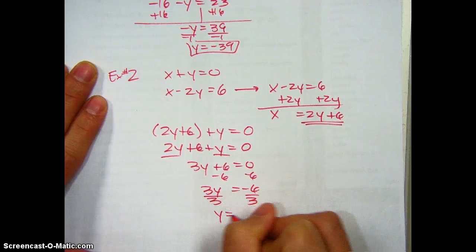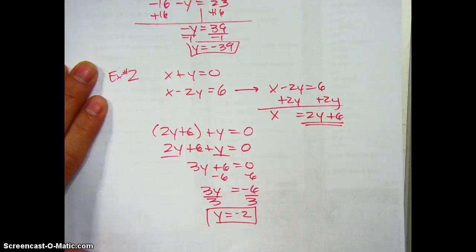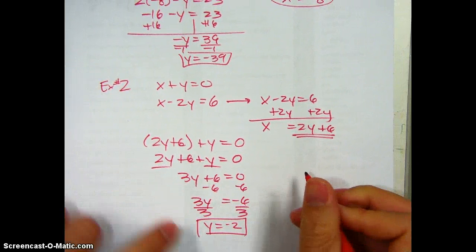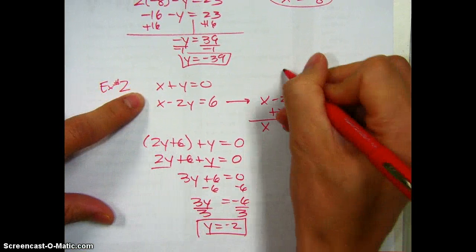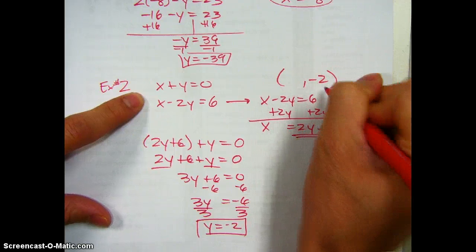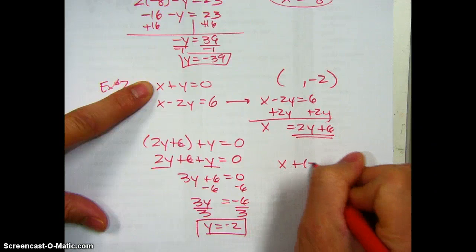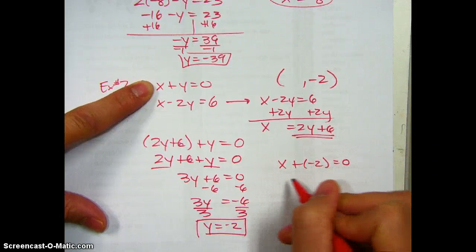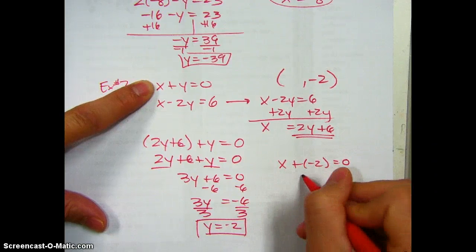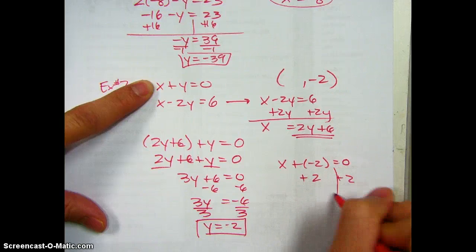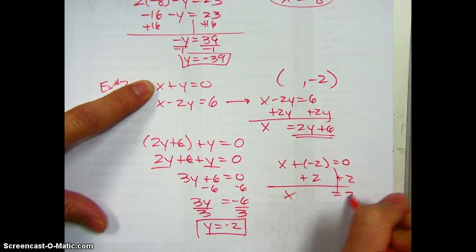I know I'm going by this pretty quick, but feel free to just pause the video and try it yourself. Now I can go back to either one. I already know half my answer. It's going to be negative 2 for the y. I go back to either one, say this top one. x plus a negative 2 equals 0. Well, just by looking at this, you can see that I'll go ahead and add the 2, but you can see that x will equal 2.